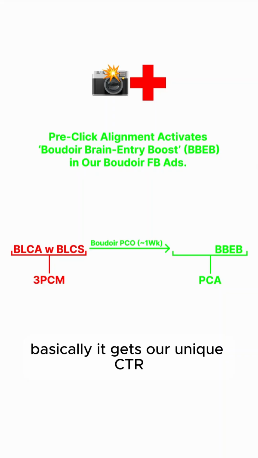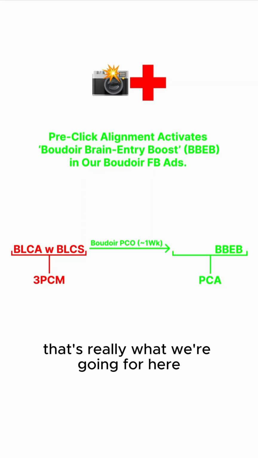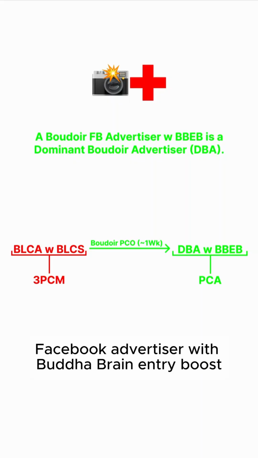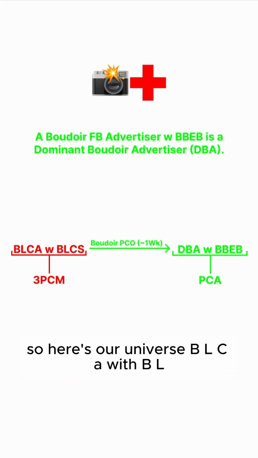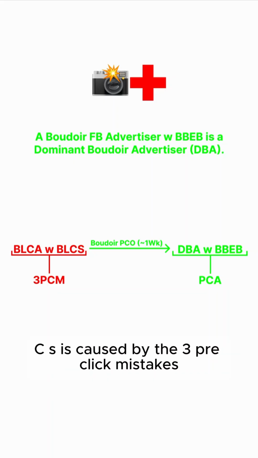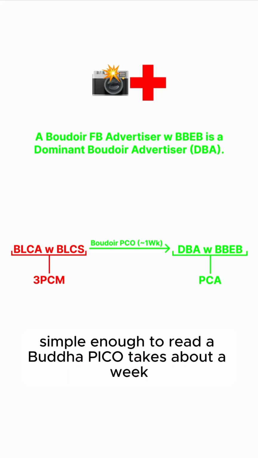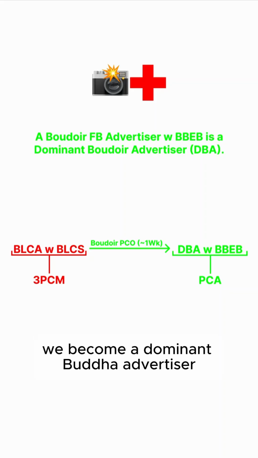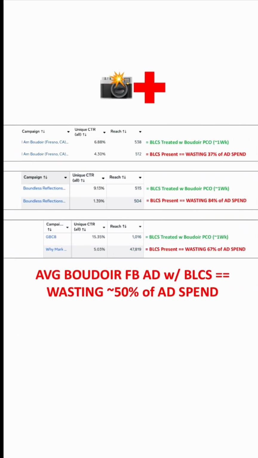Pre-click alignment activates Boudoir Brain Entry Boost, BBEB, in our Boudoir Facebook ads. Basically, our unique CTR is now above 6%, and that's really what we're going for here. A Boudoir Facebook advertiser with Boudoir Brain Entry Boost is a dominant Boudoir advertiser. So here's our universe: a BLCA with BLCS is caused by the 3 pre-click mistakes. Simple enough, treated with Boudoir Pico, takes about a week, and we achieve pre-click alignment. We become a dominant Boudoir advertiser, and we have Boudoir Brain Entry Boost with our Boudoir Facebook ads.